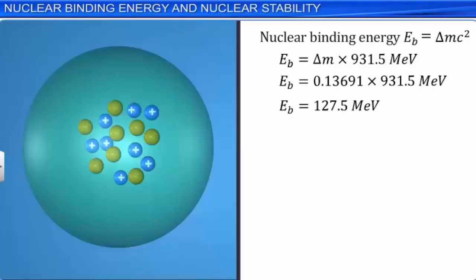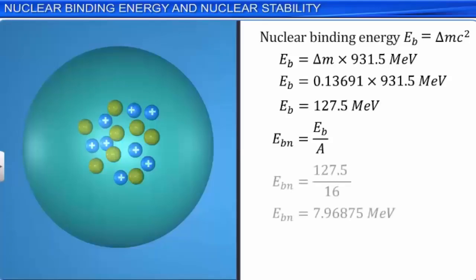The ratio of the binding energy to the mass number A of the nucleus is called the binding energy per nucleon, or average binding energy, and is denoted by EBN. EBN is equal to EB by A. Average binding energy is the energy required to remove a nucleon from the nucleus. For the oxygen nucleus, the average binding energy is equal to 7.96875 MeV per nucleon. Average binding energy of various nuclei indicates the relative stability of the nuclei.